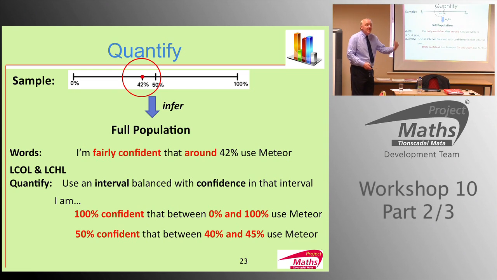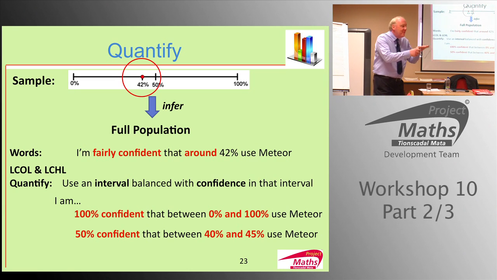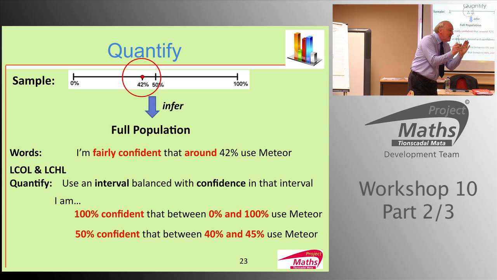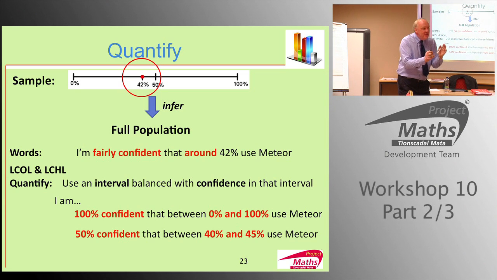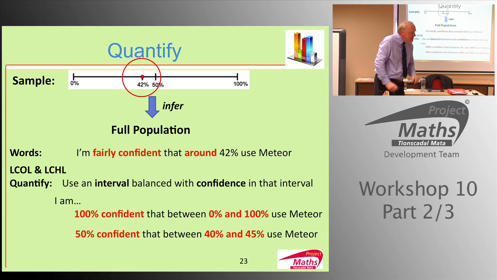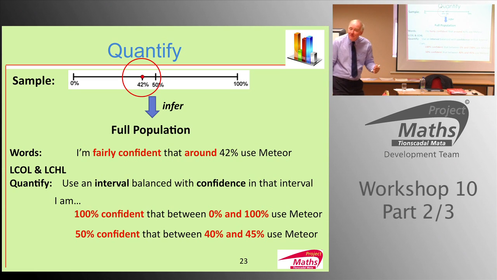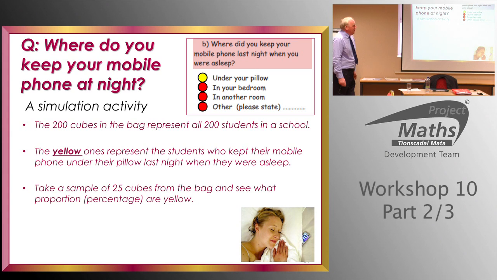So I just made this one up. I am 50% confident that between 40% and 45% use Meteor. Now my confidence has dropped, but my interval has narrowed. Do you understand? So we're going to be trying to get a balance between the two. Is that okay?